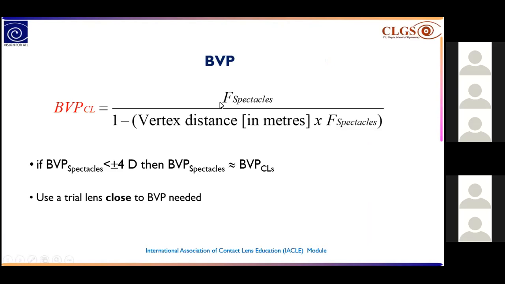So the formula says the power of the spectacle divided by 1 minus vertex distance into the power of the spectacle. The vertex distance will mostly be in mm, which we need to convert into meters. If the spectacle power is more than or equal to 4 diopter, then only we have to do the vertex compensation. If the spectacle power is less than 4 diopter, then we can directly prescribe contact lenses the same as the spectacle power.